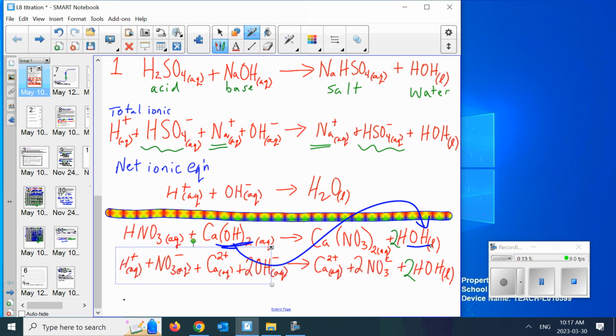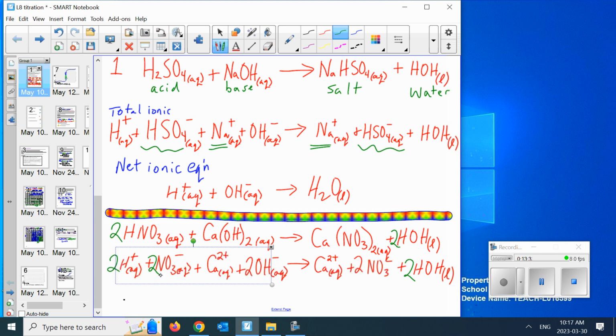So that's the front. That screwed up the H plus, the hydrogen ion. HNO3 is only 1, so I need to put a 2 in front of nitric acid. That means I need to put a 2 on the total ionic equation. Okay. Do I have this balanced this way? Yes. Yes, it is.